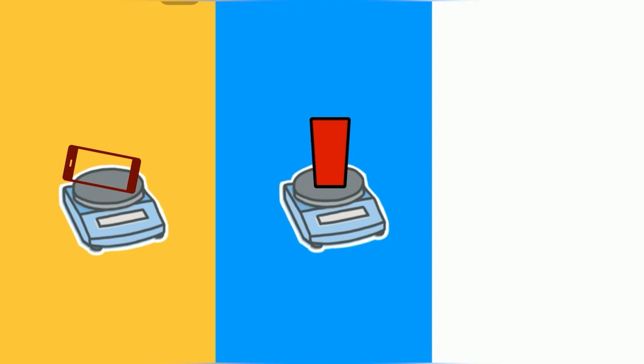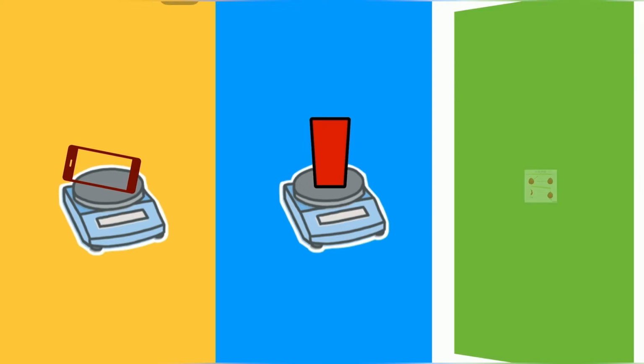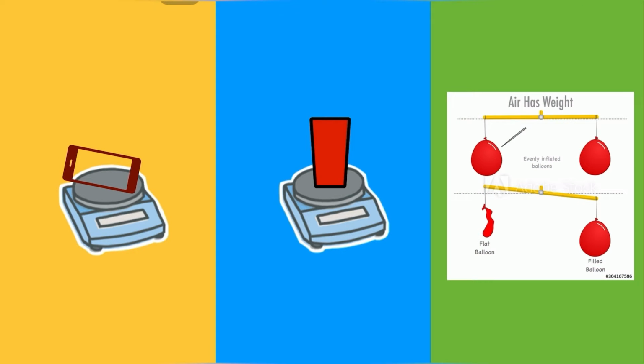Clearly we can see that solids and liquids have weight, but we cannot see that gas has weight. Here is an example that air has weight. There are two evenly inflated balloons. If I prick one of the balloons with a needle, the balloon becomes flat. Then you can see the filled balloon shows air has weight. The other example is the cooking gas cylinder at home.